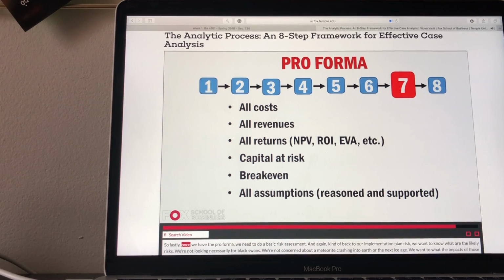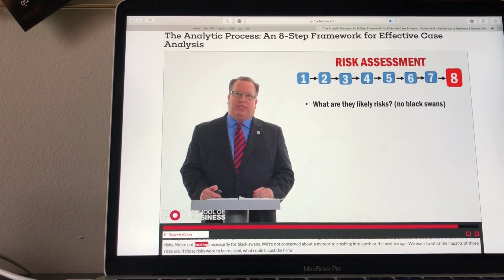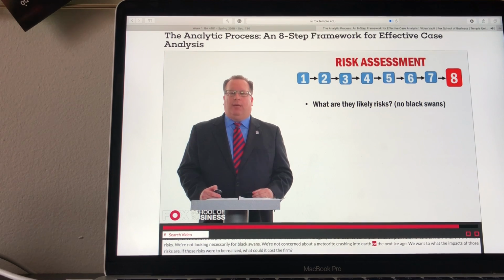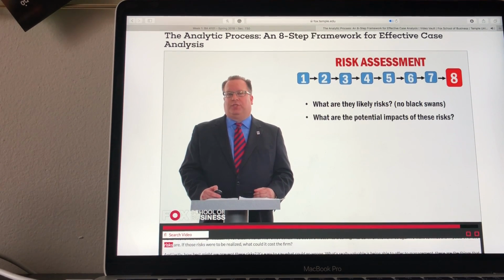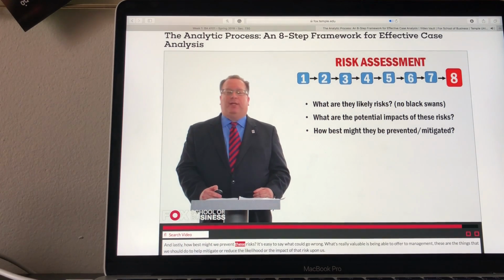So lastly, once we have the pro forma, we need to do a basic risk assessment. And again, kind of back to our implementation plan risk, we want to know what are the likely risks. We're not looking necessarily for black swans. We're not concerned about a meteorite crashing into Earth or the next ice age. We want to know what the impacts of those risks are. If those risks were to be realized, what could it cost the firm? And lastly, how best might we prevent these risks?